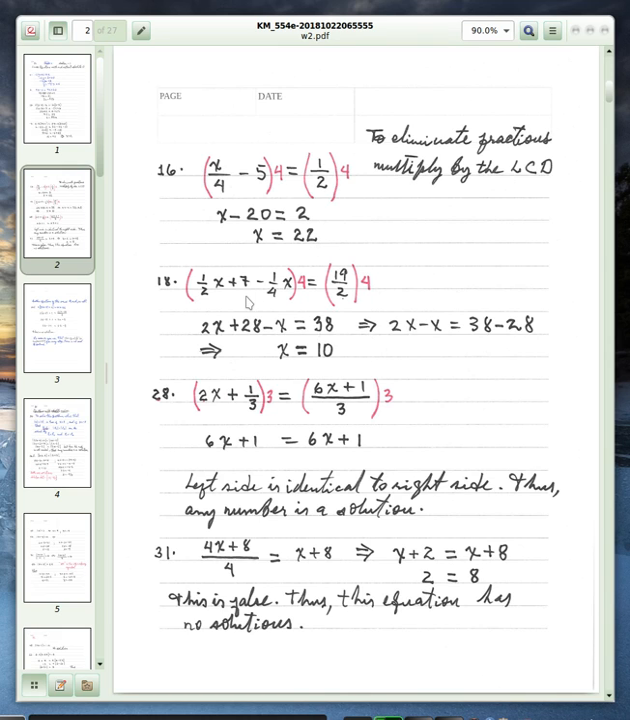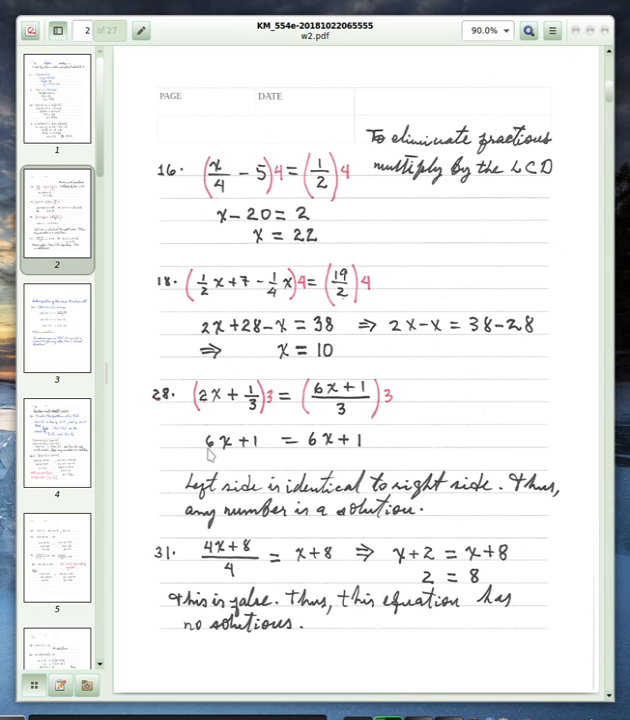Now 18 is done in a similar way, but I would like to focus on question 28. 28 originally is 2x plus 1/3 equals 6x plus 1 divided by 3. So following the same principle, I multiply by 3 left and right. When I multiply 3 by 2x, I get 6x. When I multiply 1/3 by 3, I get 1. And here it just cancels out and I get 6x plus 1.